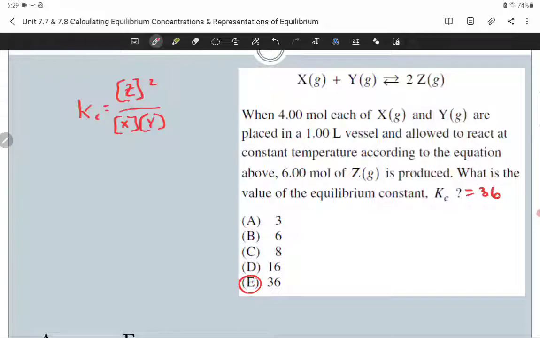What else do we got? Like I said, ICE tables are often really nice to use. What do we know? We know 4 moles of X and Y in a 1 liter container, so that's 4 molar.